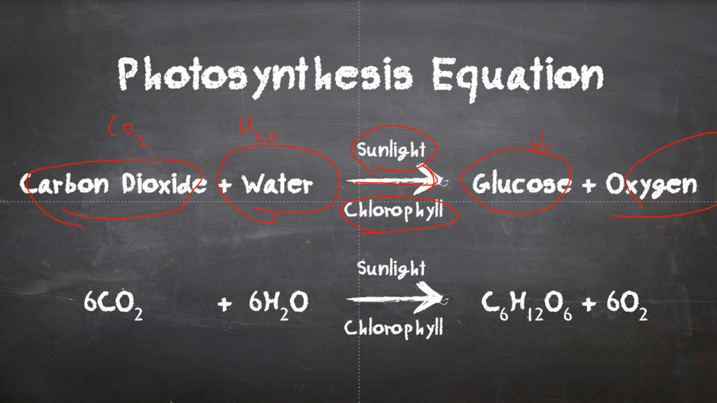So that is going to give us 6 CO2, 6 H2O, sunlight and chlorophyll. It's going to give us C6H12O6 plus 6O2. I know it is a bit lengthy, but you have to remember this. It is very important. Please make sure to take a screenshot of this as well.